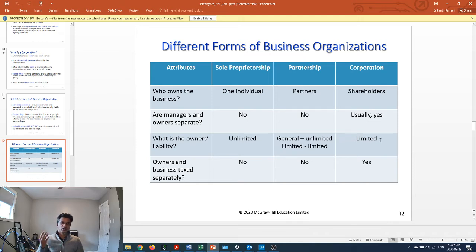Just because I'm a shareholder in British Petroleum does not mean those who are affected by British Petroleum's actions or fraud or whatever it is can come after each and every individual shareholder's personal property. This is also known as LLCs, limited liability corporations.